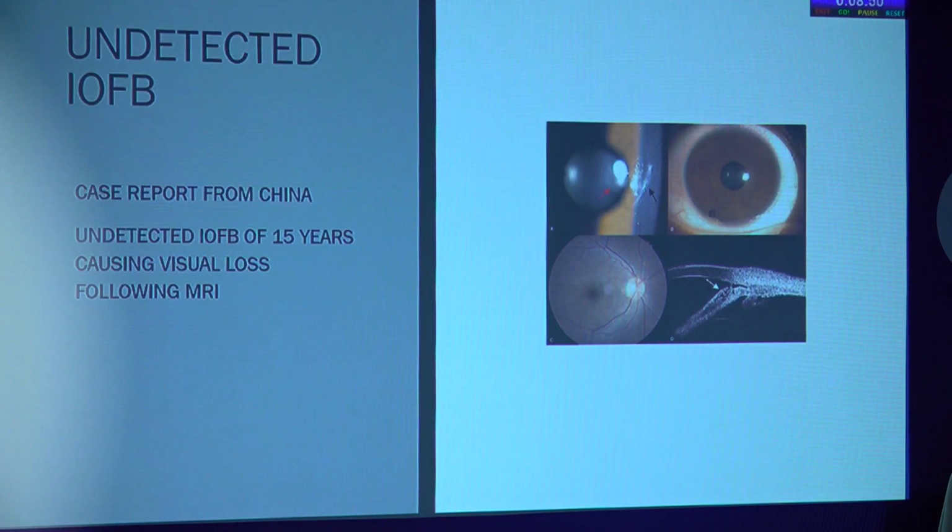There's another report from China where a patient went for an MRI and had diminution of vision following the MRI. There was no history of trauma, and what actually happened was that on a second examination, they found that there was a small corneal scar.